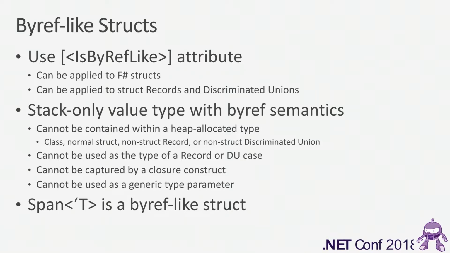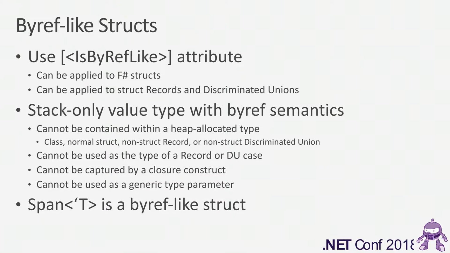Right. So what that means is it cannot be allocated within another heap allocated type. So I can't have a class that has one of these structs inside of it if it's a ByRef-like struct. That makes sense. Right. So I can't use it in a class or normal struct, because with a normal struct, you can't guarantee that it won't be allocated on the heap. I can't do it in a non-struct record. I can't do it in a non-struct discriminated union. I cannot use it as the type of a record or a discriminated union case. It cannot be captured by a closure construct, and it cannot be used as a generic type parameter.